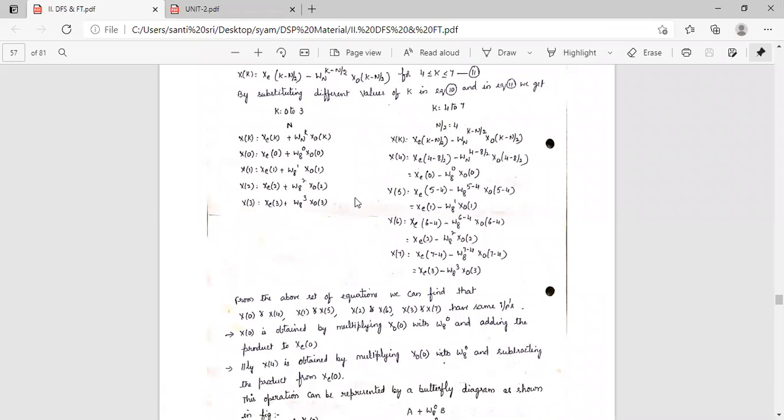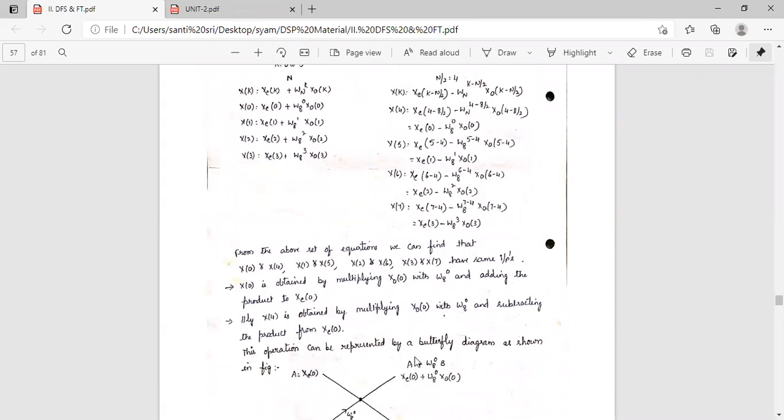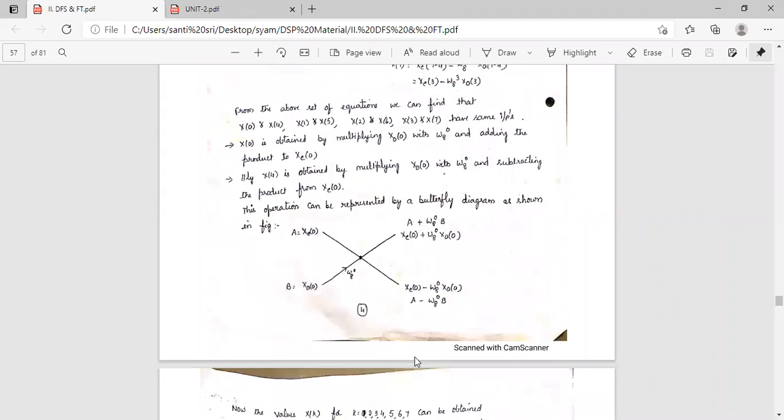From the above set of equations, we can find that x of 0 and x of 4, similarly x of 1 and x of 5, x of 2 and x of 6, x of 3 and x of 7 have same inputs. X of 0 is obtained by multiplying xo of 0 with the w8 power 0 and adding the product to xe of 0. Similarly, x of 4 can be obtained by multiplying xo of 0 with the w8 power 0 and subtracting this product from xe of 0. This operation can be represented by a butterfly diagram. This is called butterfly diagram.